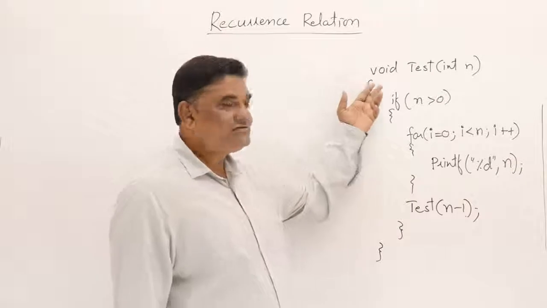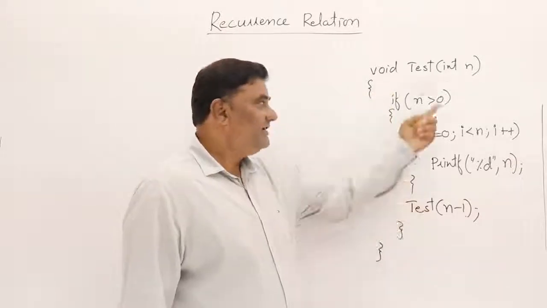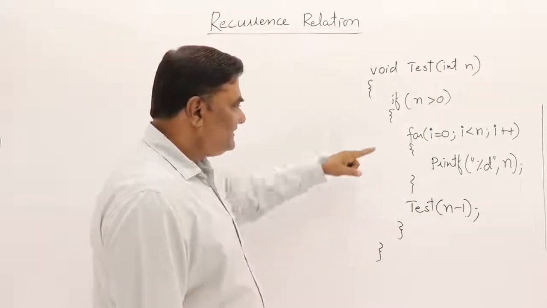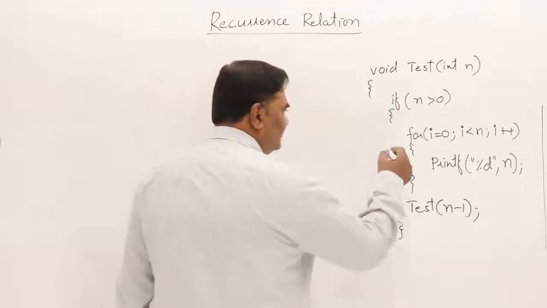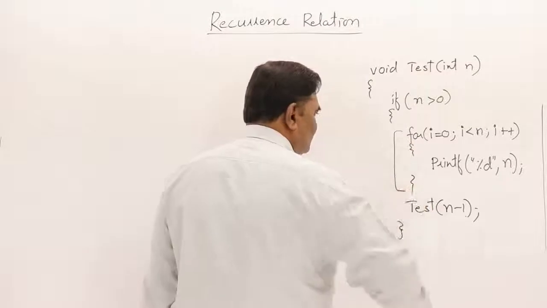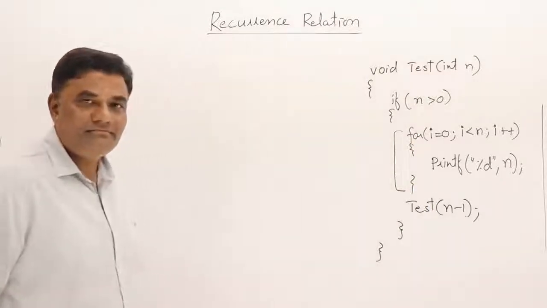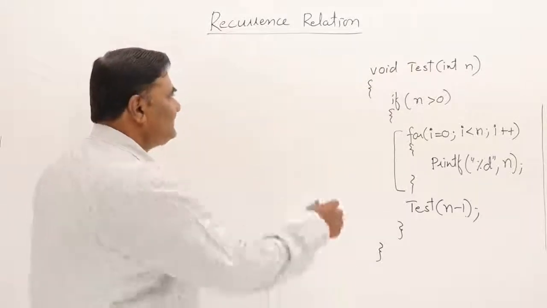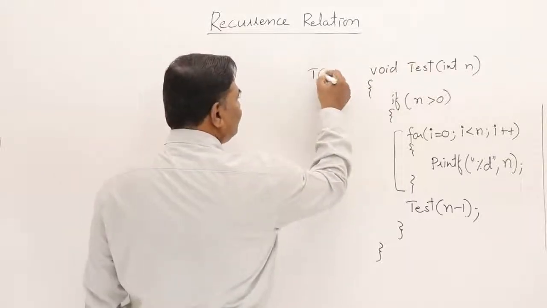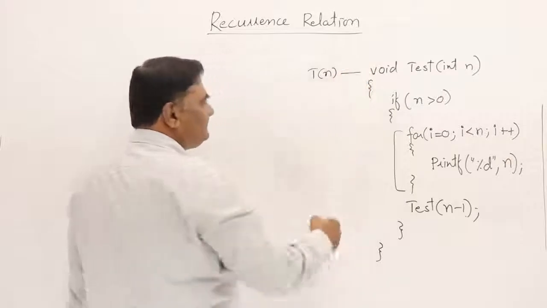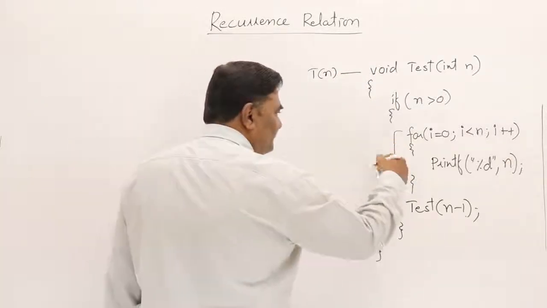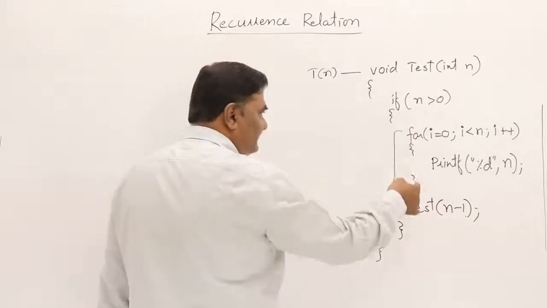Here I have a function, it's a recursive function. When n is passed, it is calling itself for n minus 1. Then inside this, there is a for loop. Let us find out what's the time. So for this, I will say this takes Tn time. Then, how much time does this loop take? So I will try to take details.